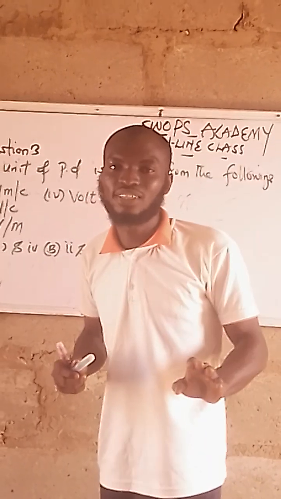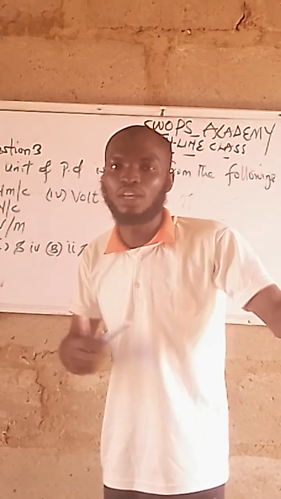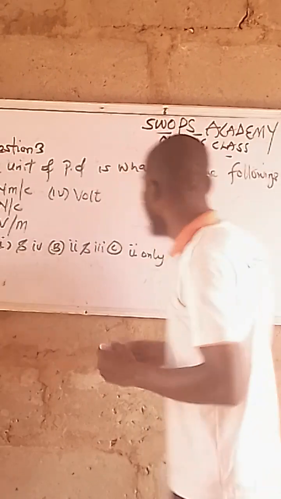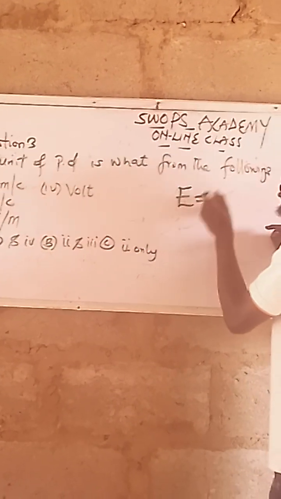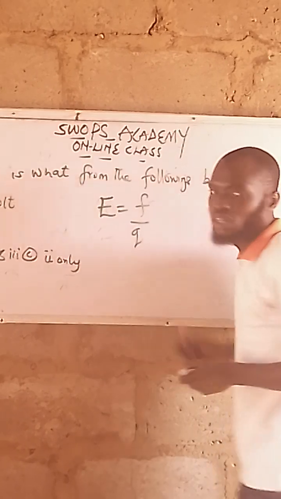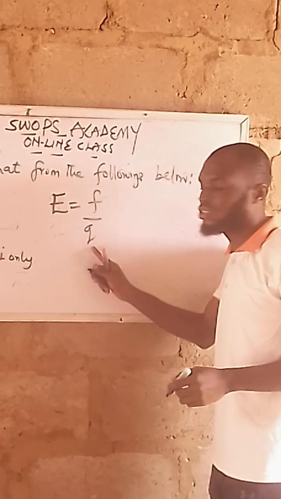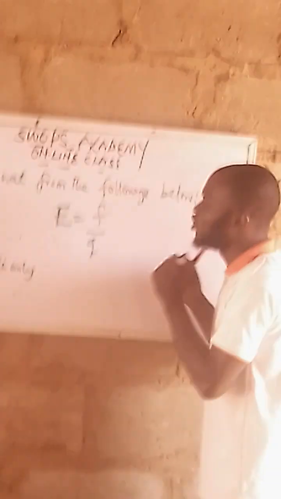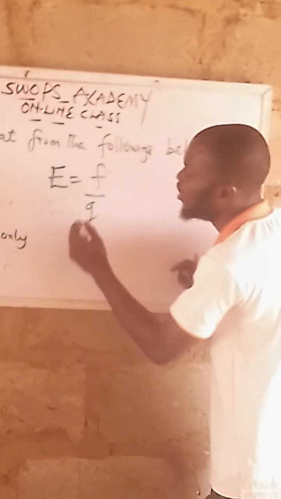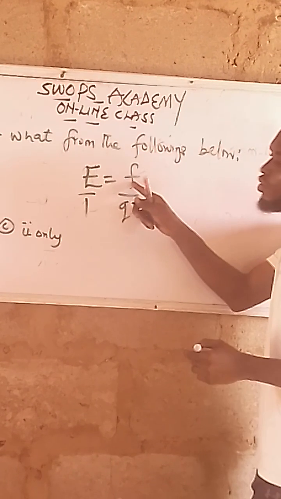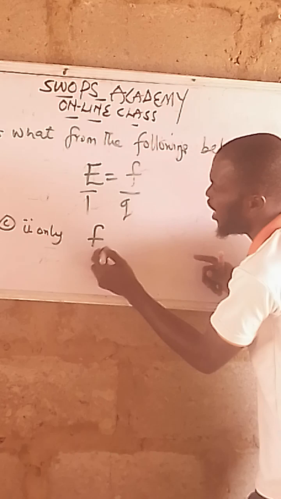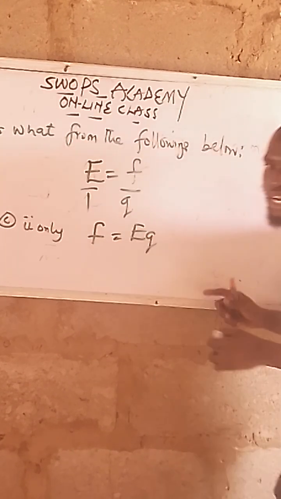Field intensity, which is under Coulomb's law of electricity in physics, where we will be talking about E equals F over Q. Are we together? This is electric field intensity, this is force, and this is charge. All you need to do now is make F the subject of the formula. What would that be? F times 1, so F equals EQ. Are we together?